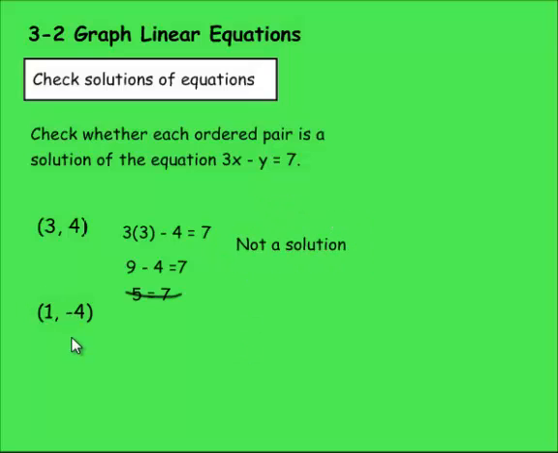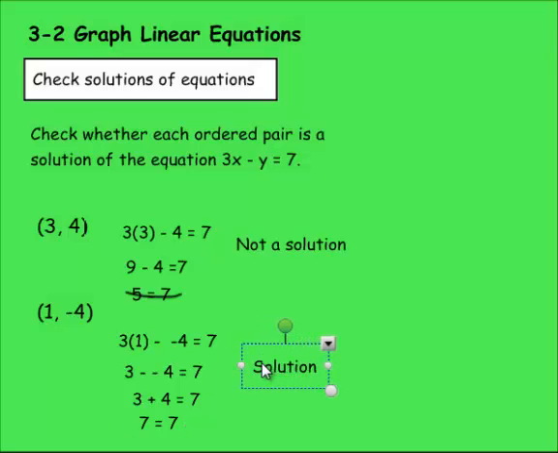Let's check to see if this one is then. We'd have 3 times 1, because that's what x is, minus negative 4 equals 7. So I plugged in that negative 4 for y. So 3 times 1 is 3, minus a negative 4 equals 7. When you do minus a negative, you could add that, right? So 3 plus 4 equals 7, and then 7 equals 7. So you would say, yes, this is a solution because that equals each other.